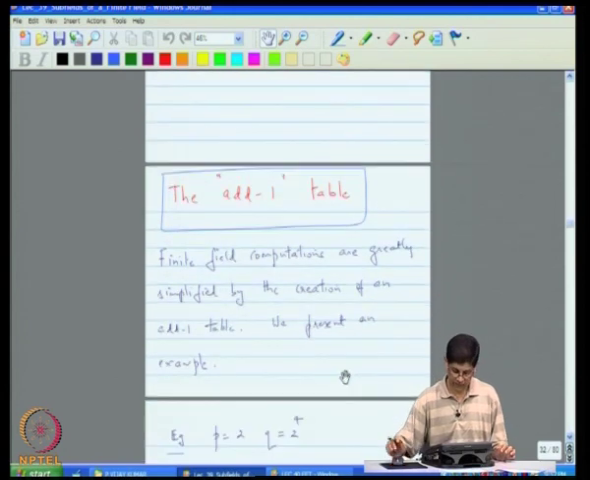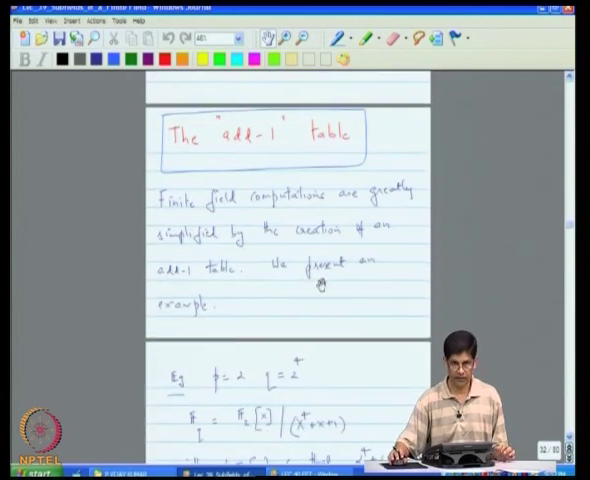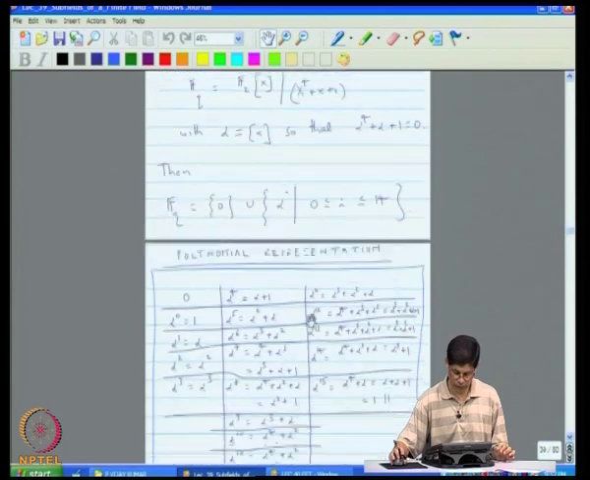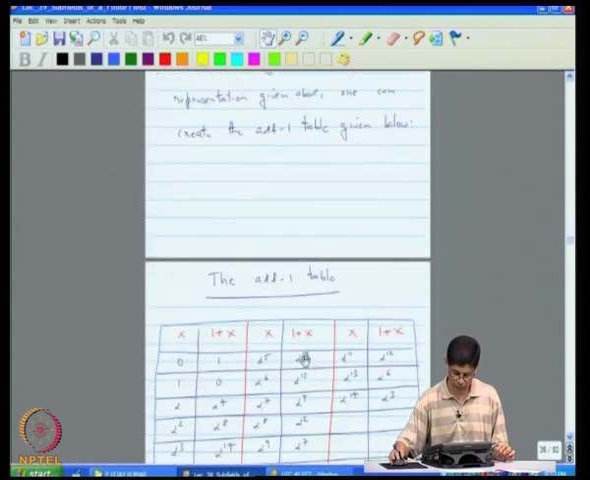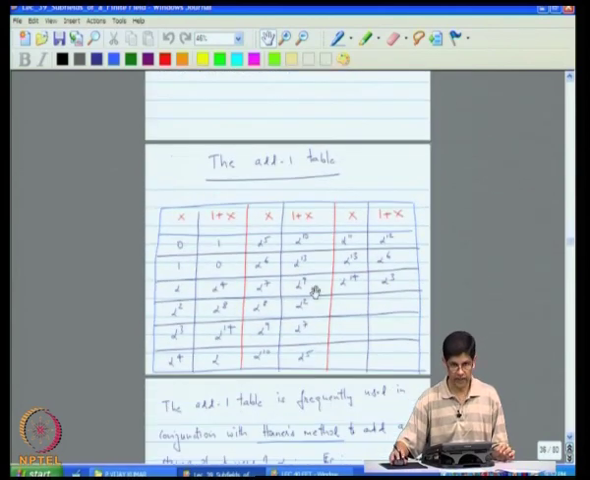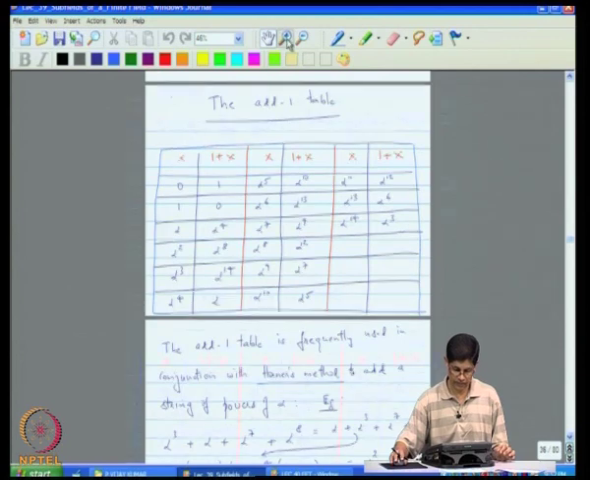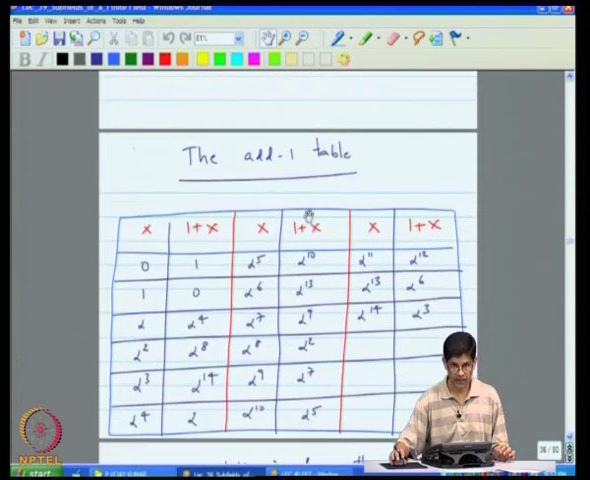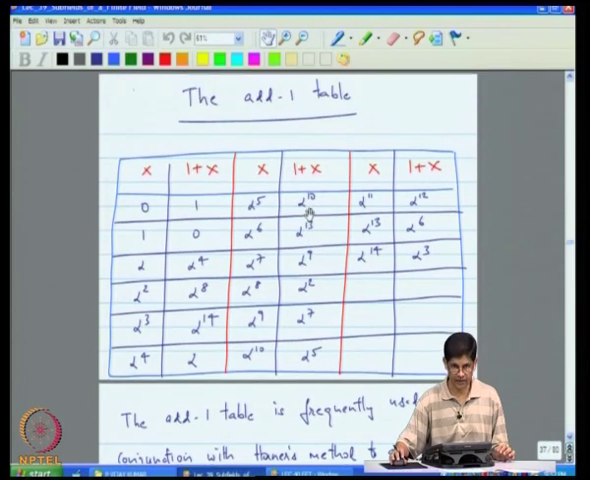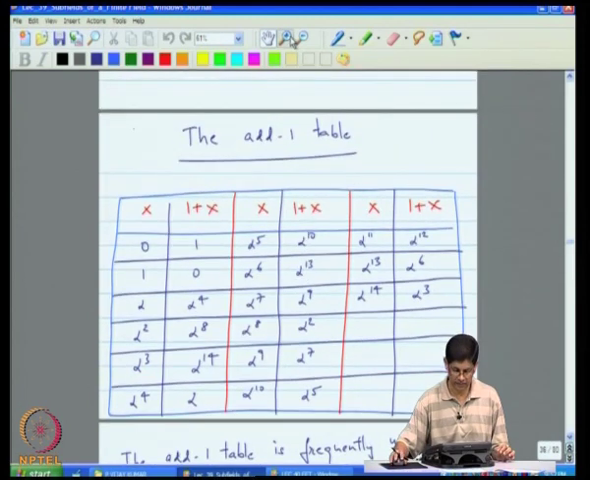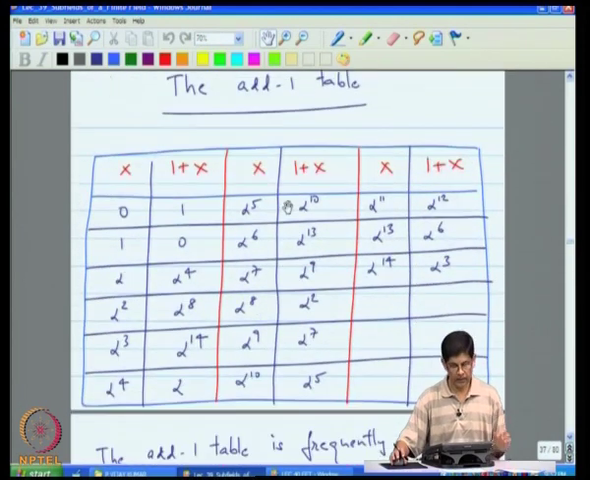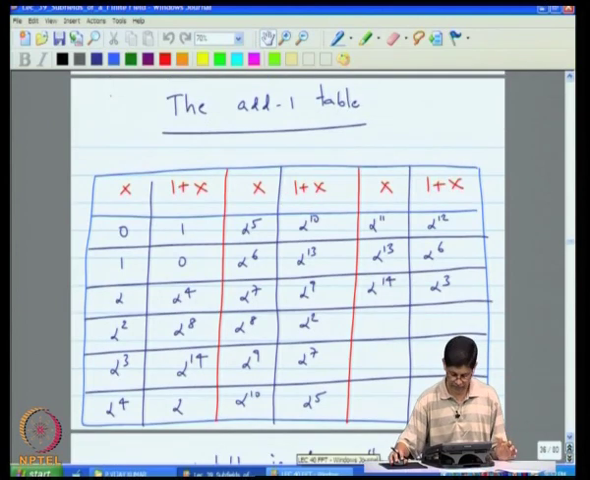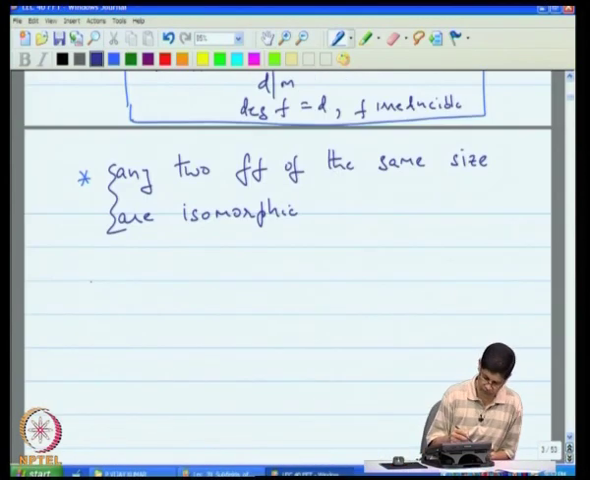Then after that we discussed the add one table of a finite field, and what the add one table allows you to do is to work with the representation of the elements of the finite field in exponent form. So, you can regard the finite field as powers of some primitive element alpha and just learn how to add and multiply in that domain, and that makes it much easier. Okay. So, we also discussed the add one table.